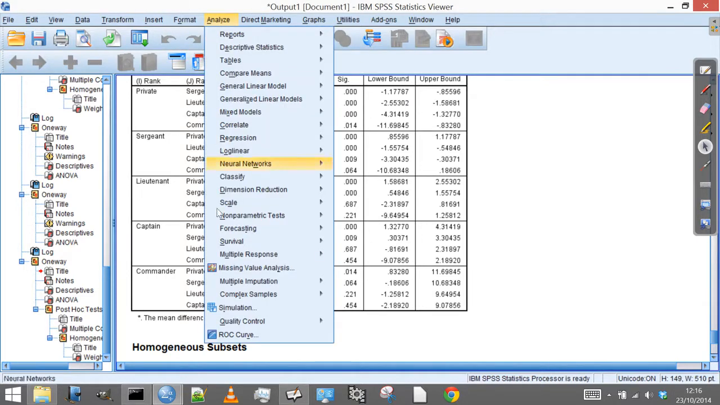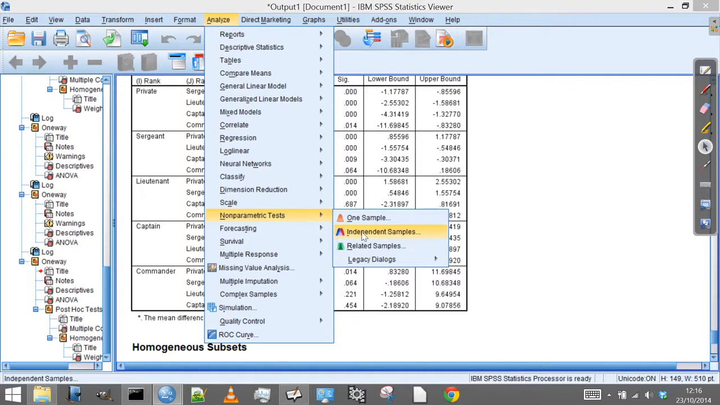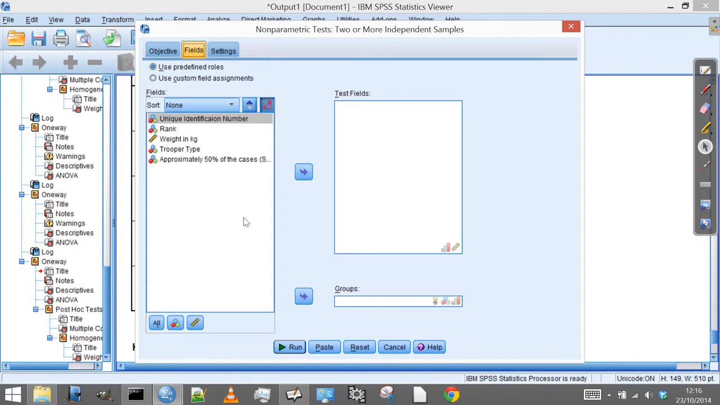As before, it's under the Analyze menu and under Non-Parametric Tests. Once you get used to the way this program is configured, things are often, not always, but often self-explanatory. Again, we're looking at independent samples, or we're assuming that we are, so we click on independent samples, and then we choose what fields we want to compare. I want to compare weight, and I'm going to group them by rank. When you do that, you can just press run, and it tells you the answer.